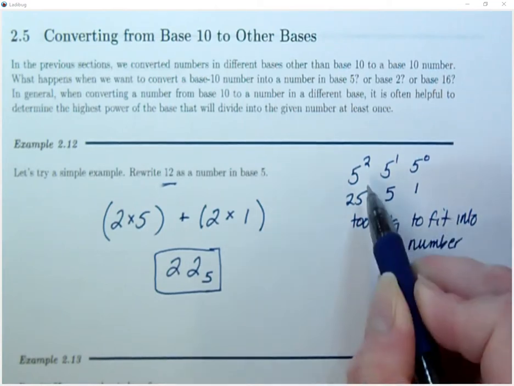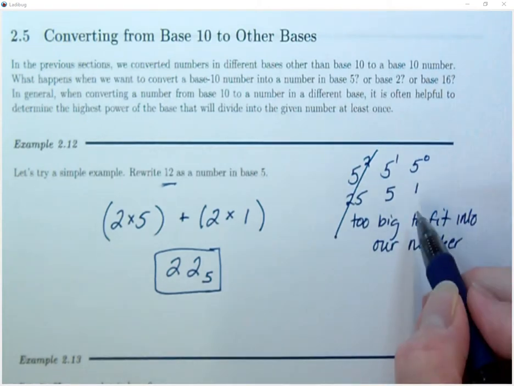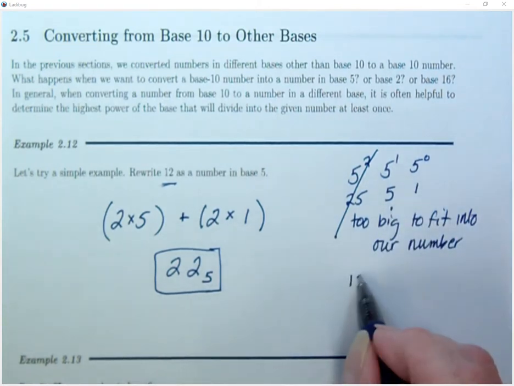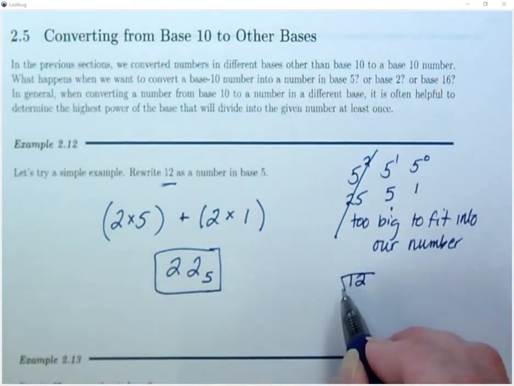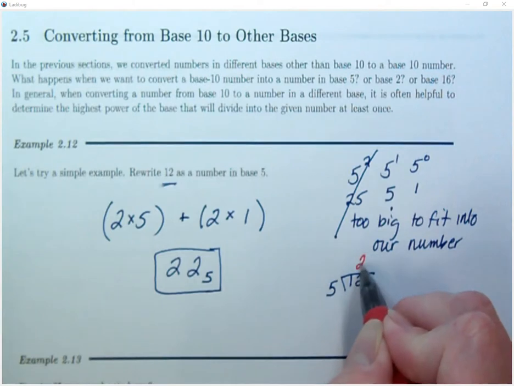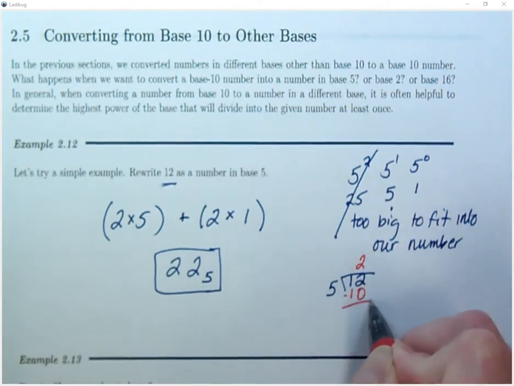So we can't use that. We're just going to start here. So that's where we start. And then we would take our number, 12, and we're going to just go ahead and divide in the 5. So we know 5 goes into 12 twice. Just do long division here.